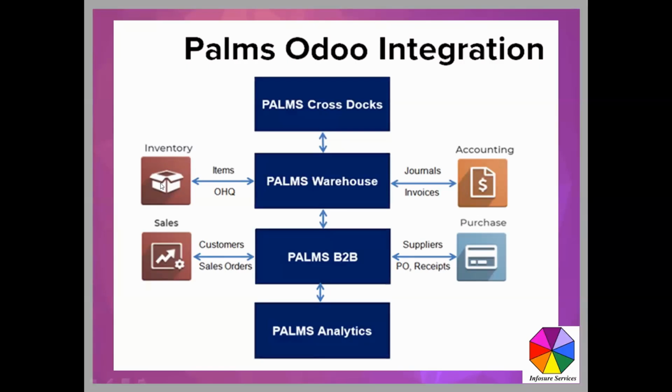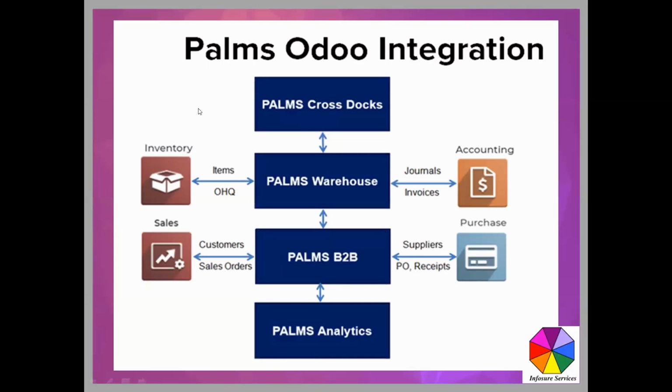So items from inventory come to here. The on-hand quantities go back. Accounting, the invoices and journals. So this is a sales system. It takes customers, uploads here, sales orders going synchronized between them. So purchasing system, suppliers are onboarded here, orders and receipts go that way. So this is an integrated system.